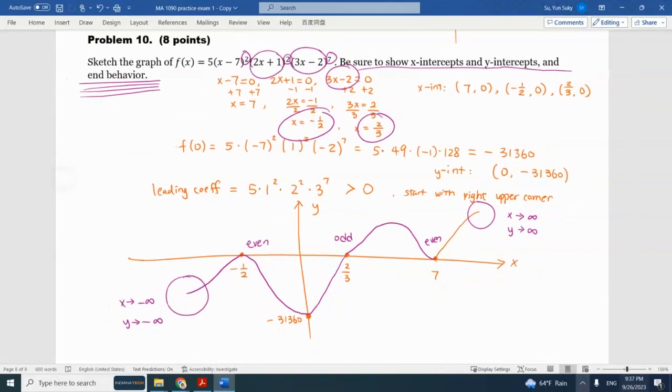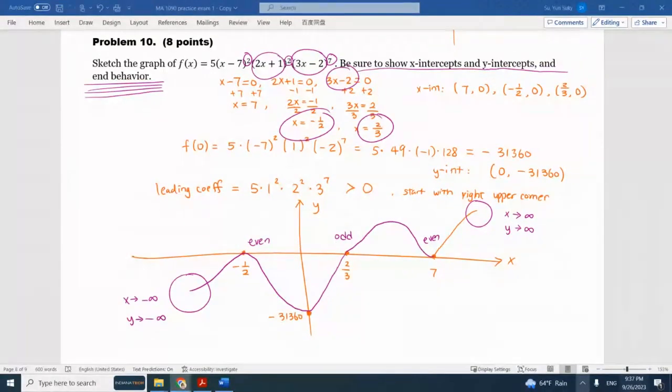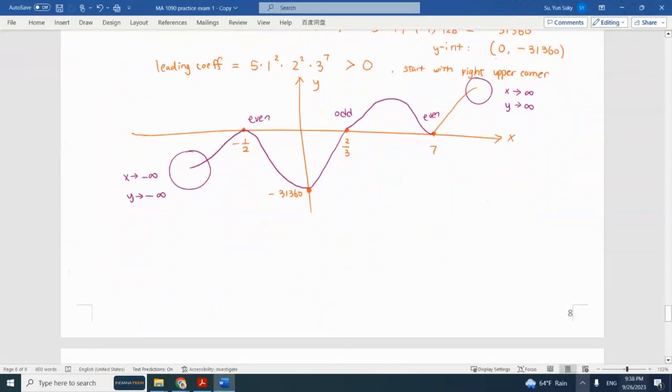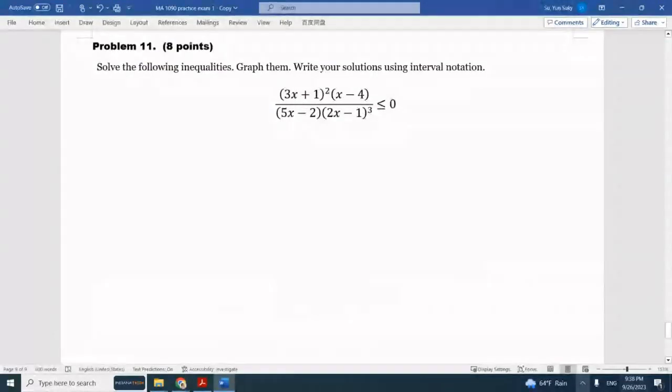So if you finished this problem, could you type 10 in the chat? Thank you. Oh, only 3 of you with me. Thank you for staying with me. Okay, we only have 1 problem left.